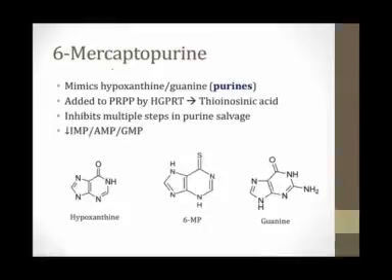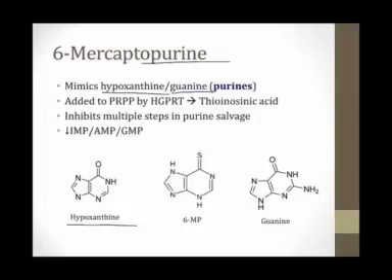Our next drug is 6-mercaptopurine, and this mimics the structure of the purine bases hypoxanthine and guanine. And if you forget that, it's got the word purine in the name of the drug to remind you. If you look at the bottom left side of the screen, shown is the structure of hypoxanthine. Hypoxanthine is a nitrogenous base. It is not found in DNA or RNA.